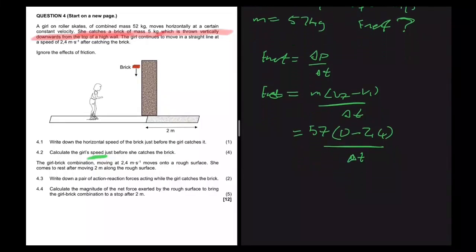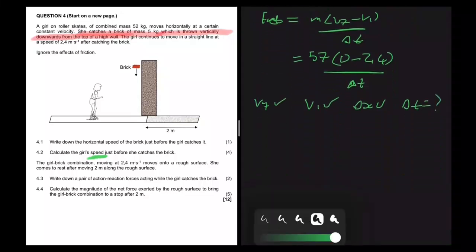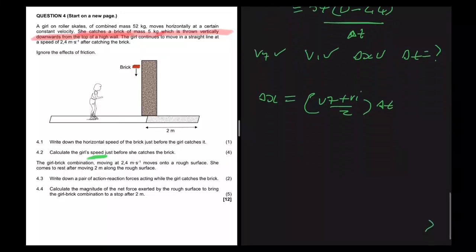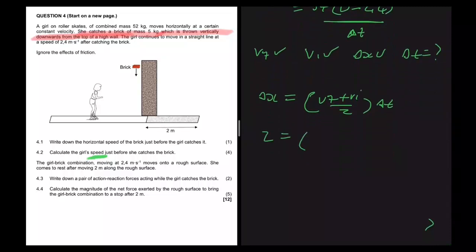So how can we calculate that? Let's look at the variables we have again. We have VF, we have VI, and apart from that we have delta X, and we're looking for delta T. Which formula can we use to find delta T? It should be easy to see that delta X is equal to VF plus VI divided by 2, multiplied by delta T. Very rarely do we use this formula, but look at us now, we have to use it. So delta X is 2, VF is 0, VI is 2.4, divided by 2, multiplied by delta T.